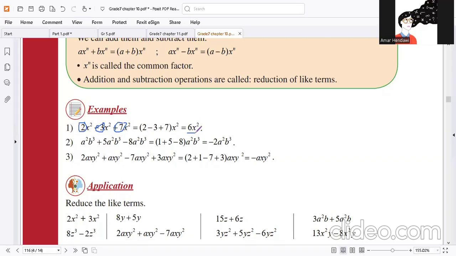So to add or subtract monomials that are like monomials, we add and subtract the coefficients and we keep the literal part. Here we have a squared b cubed, 5a squared b cubed, minus 8a squared b cubed. The literal part is a squared b cubed, but here we don't have a number, so the coefficient is 1. So 1 plus 5 minus 8, we get minus 2.